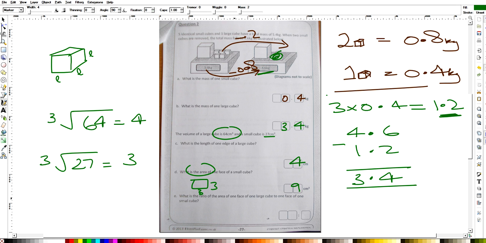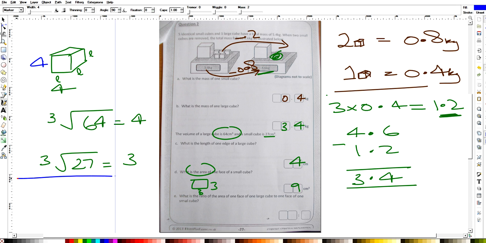What is the ratio of the area of one face of one large to one face of small? So the small one is 9. What's the area of a big one? So we said this is 4, is that right? This is 4 and this is 4. What's the area of 4 times 4? 16. Okay, let's just change the color here.